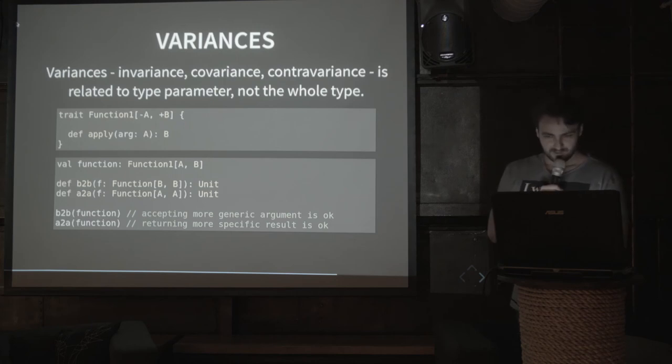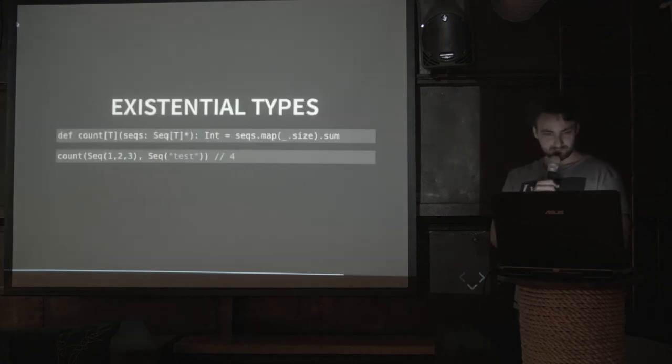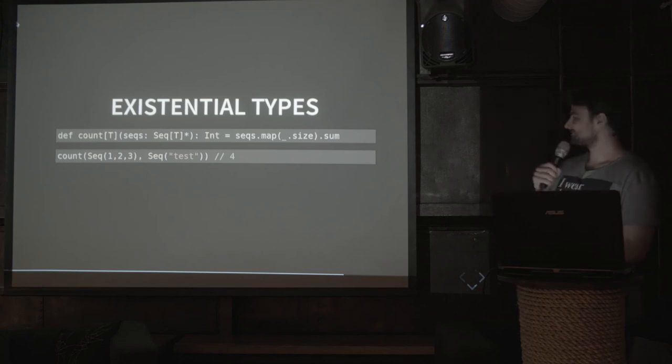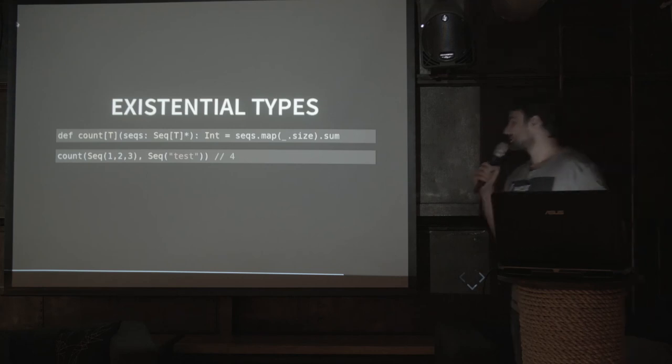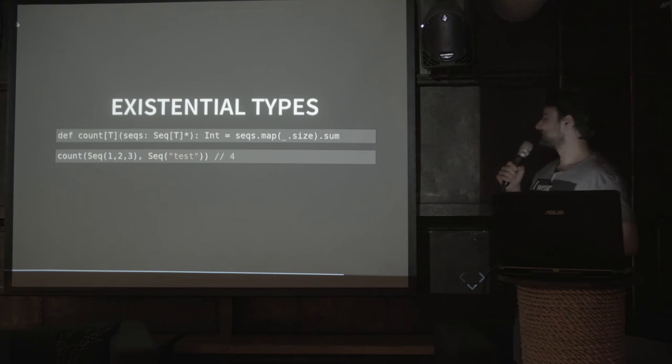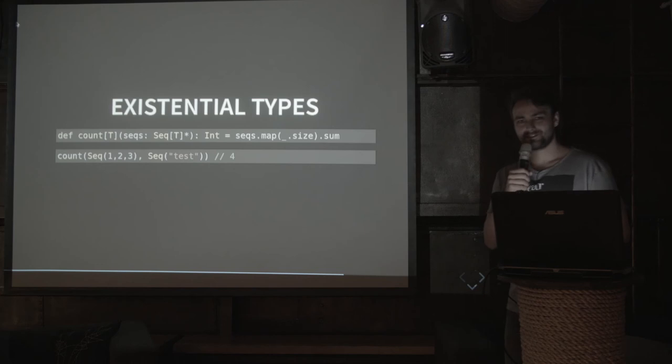And I think it's the last topic about parametric types, existential types. So what are existential types? Anybody met this term before?